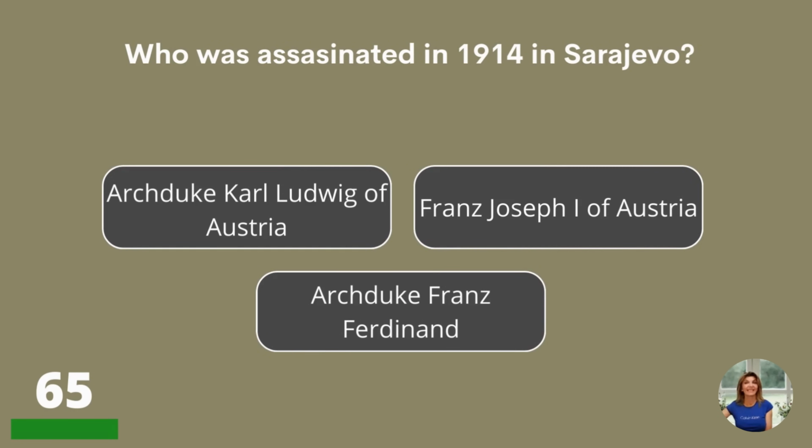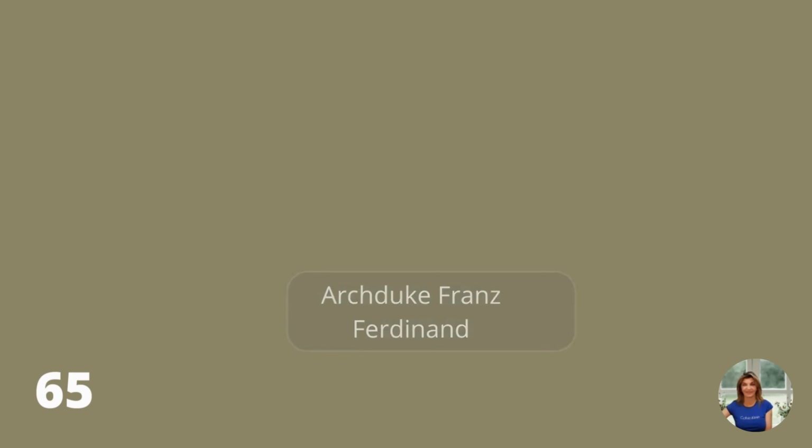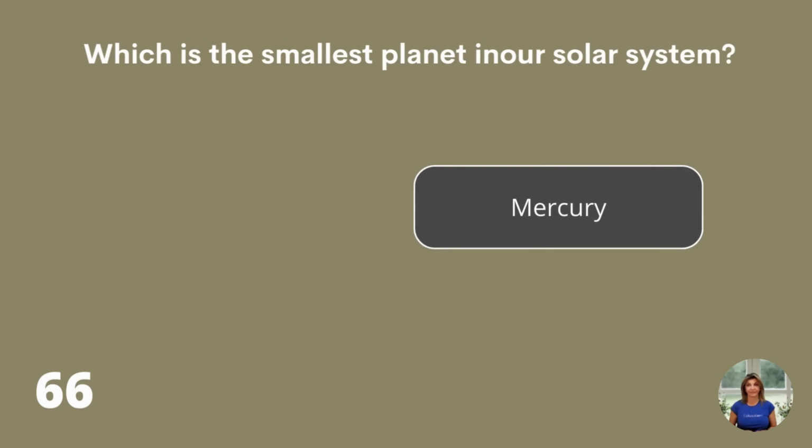Who was assassinated in 1914 in Sarajevo? Archduke Karl Ludwig of Austria, Franz Joseph I of Austria, or Archduke Franz Ferdinand? Archduke Franz Ferdinand. Which is the smallest planet in our solar system? Mars, Mercury, or Venus? Mercury.